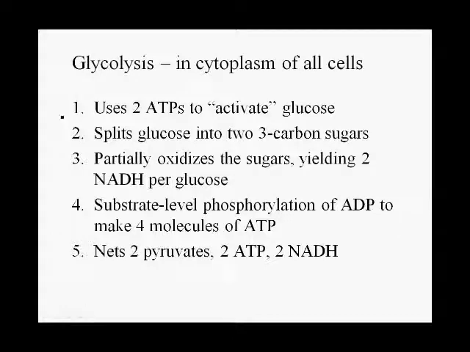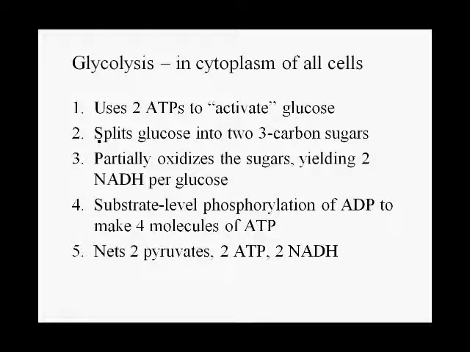So initially, we're starting with glucose. The cell uses up 2 ATPs to phosphorylate glucose, and what this does is it is the equivalent of kind of adding activation energy to glucose. You can think of it that way. What then happens is that we have a 6-carbon sugar with 2 phosphates. It's a much higher energy level than glucose. It's less stable.